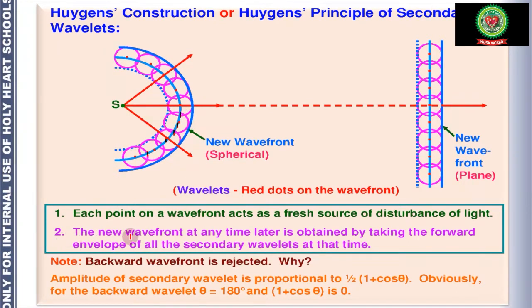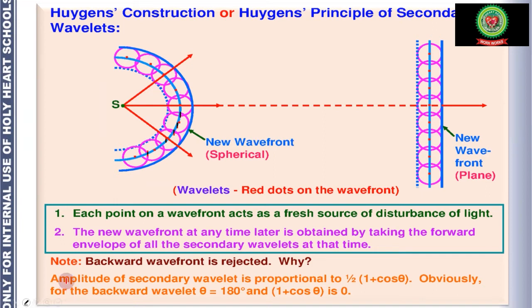Secondly, the new wavefront at any time later is obtained by taking the forward envelope of all the secondary wavelets at that time. So these wavelets, these points are in the same plane, and if I am going to draw an envelope, it gives rise to the new wavefront. So if I draw a line such that it covers all these wavelets, then we call it the new wavefront. Now the question arises, why is the backward wavefront rejected? Why are waves not traveling in the backward direction?